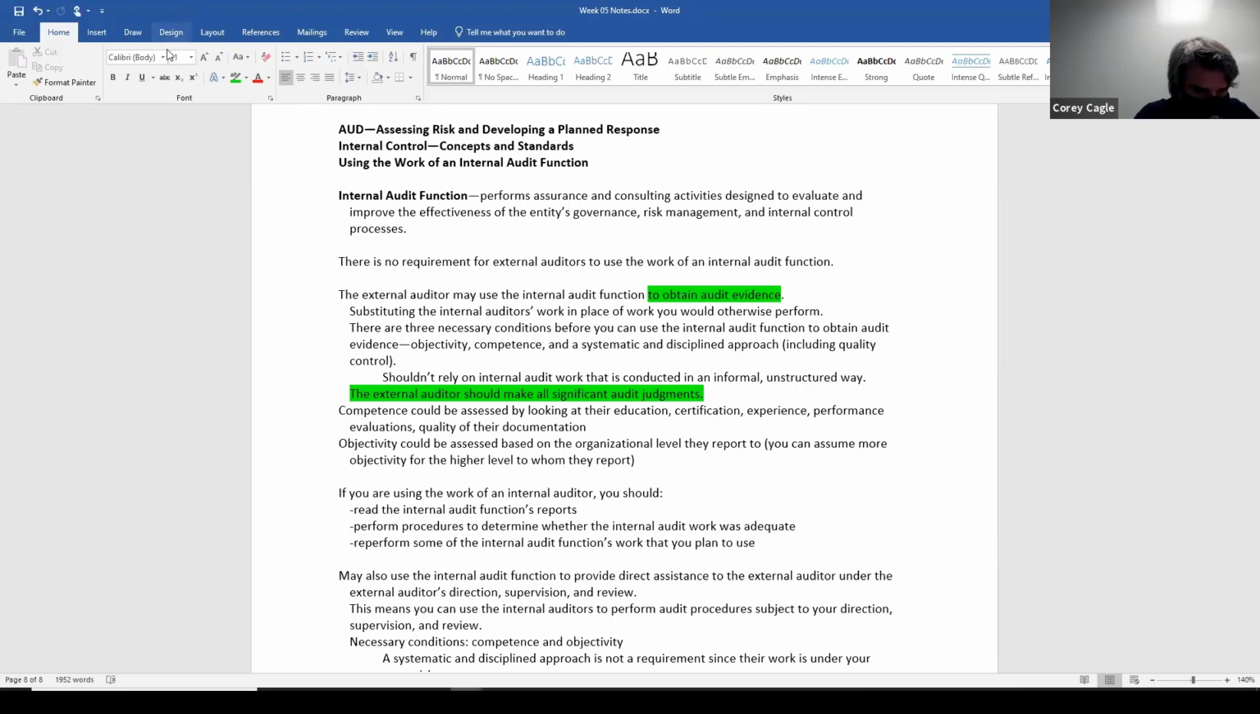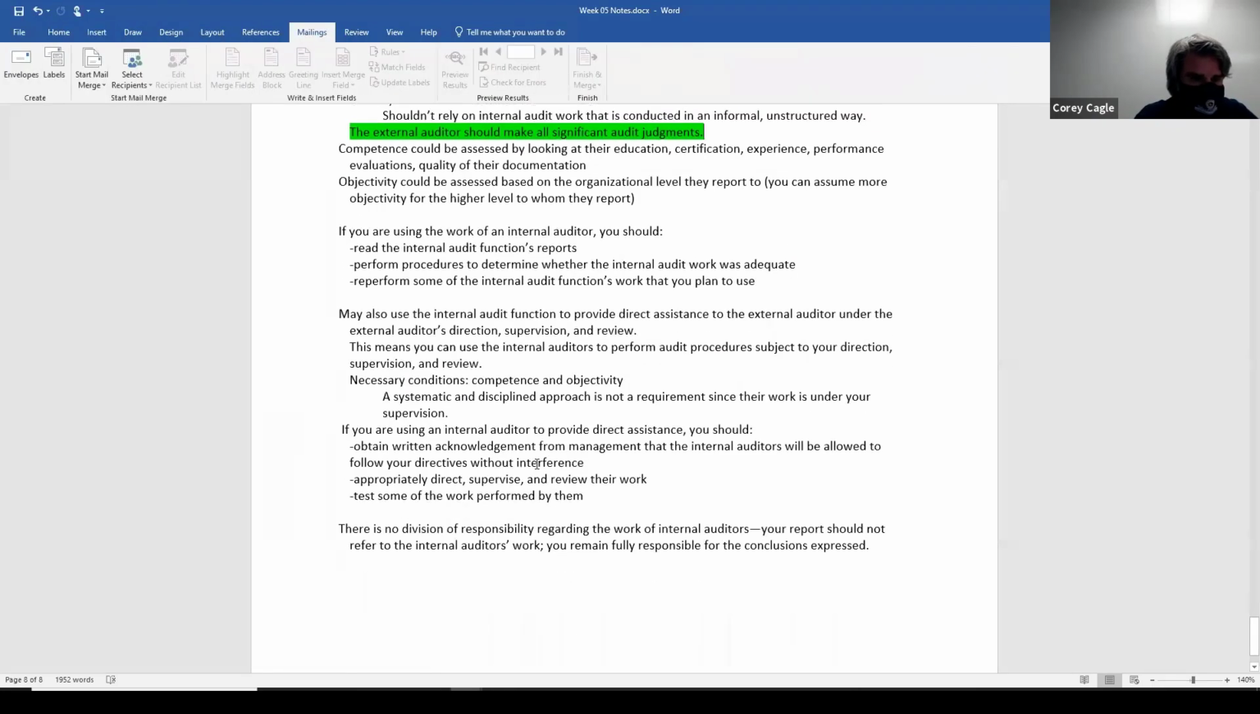Okay, so if you're using the work of an internal auditor, you should read their reports and perform procedures to determine if their work was adequate. It's still our responsibility, right? And we might want to re-perform some of their work. We need to have an understanding of the function that they're doing, and we need to evaluate a little bit.